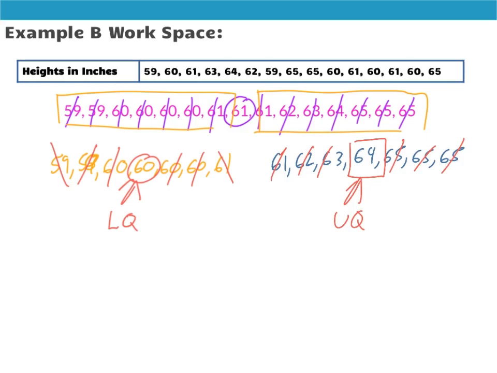So now I just need my upper extreme and my lower extreme. My upper extreme in this case, or the number that's going to be the biggest, is my 65. So that's going to be my upper extreme. And then 59 is my lower extreme because that is the smallest number. So now that I have all that data, let's go ahead and make a box plot.